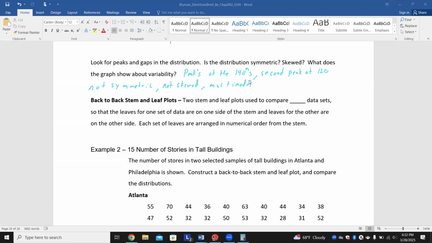And then I would argue too that the data seems pretty scattered. There's not just one focus point. So the data seems scattered.